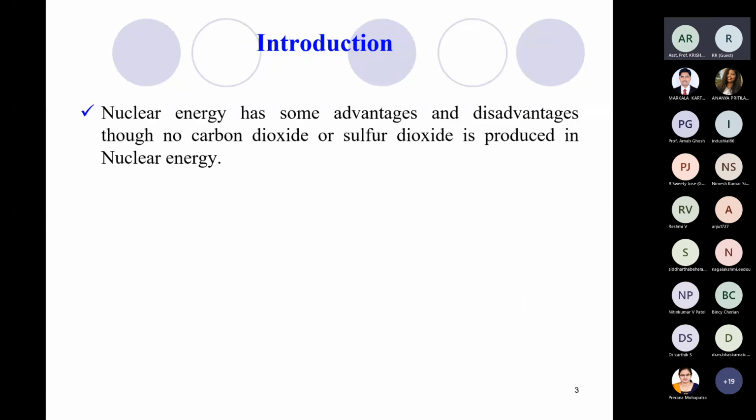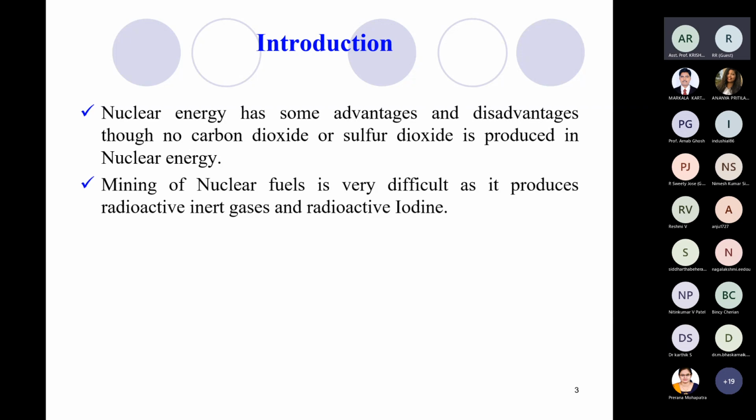Okay, but this nuclear energy has also some advantages and disadvantages. Though here no carbon dioxide or sulfur dioxide, which are produced while burning these fossil fuels, will be produced while we use nuclear fuels like uranium or thorium. But there are some other difficulties while using these nuclear fuels like thorium or uranium, etc.